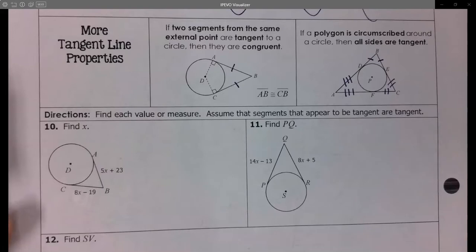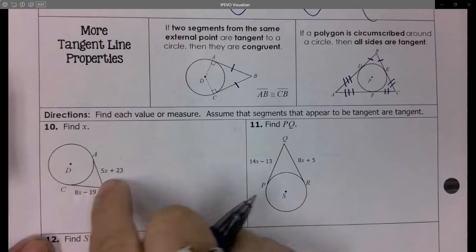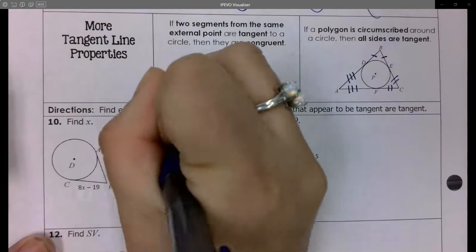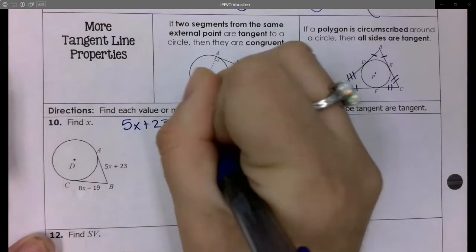On number 10, it wants me to find the value of x. What I want to do here is take my two line segments, since they're going to be congruent, and set those equal to each other, because congruent means the same.